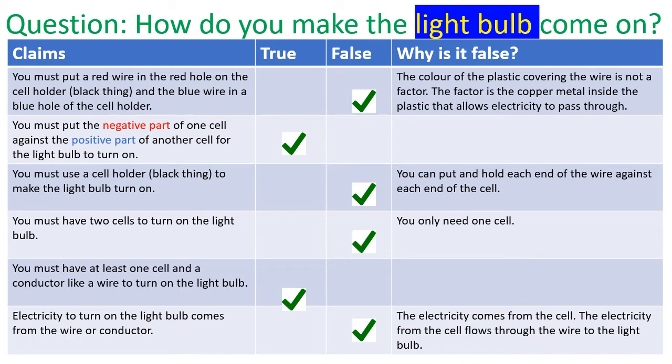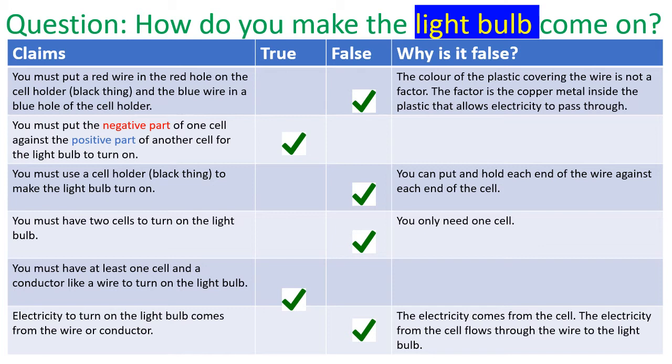So here are the answers. Look at the first claim about red wire and blue wire. That is false. Why is it false? Because the color of the plastic covering the wire is not a factor, it's just a color. The wire could have been purple or green, it doesn't matter. The factor that affects the outcome of the light bulb is the copper metal inside the plastic. That is the factor, because the metal is a conductor and that's what allows electricity to pass through. The negative part of 1 cell against the positive part, that claim is true.